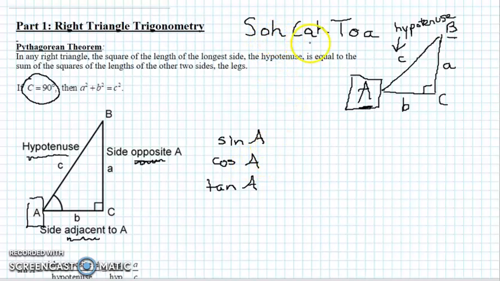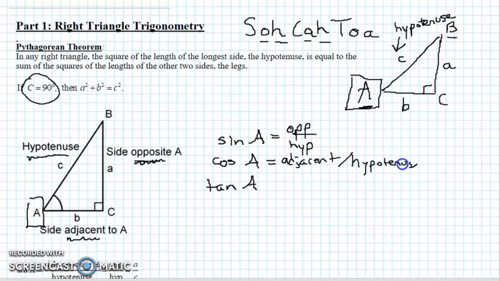So let me tie it back to this acronym here. So sine is, the O and the H stand for opposite over hypotenuse. And I'm just going to do shorthand right here. So in this case, that would be opposite side, a, over c. Cosine is, so that's the CAH part of this. So cosine is adjacent over hypotenuse. And then tangent, that's the TOA, opposite over adjacent. Again, I'm going to do shorthand.